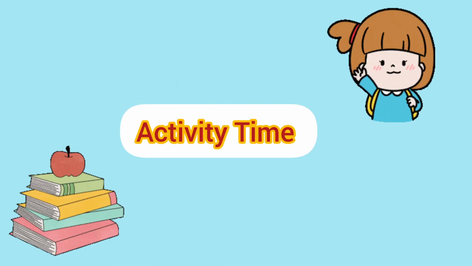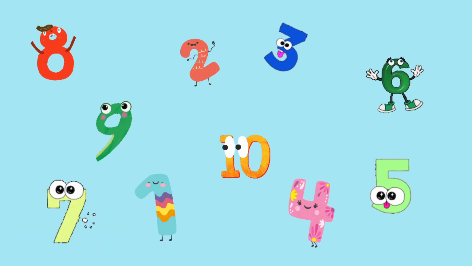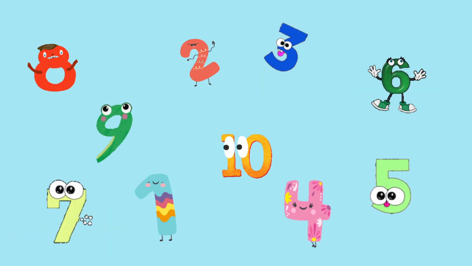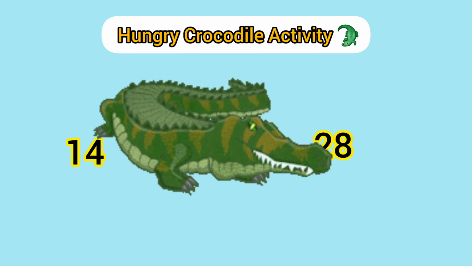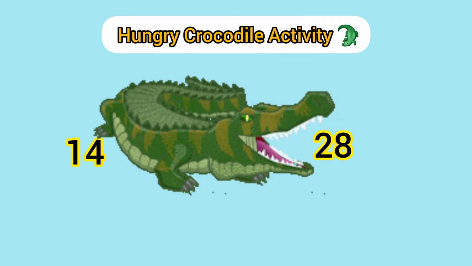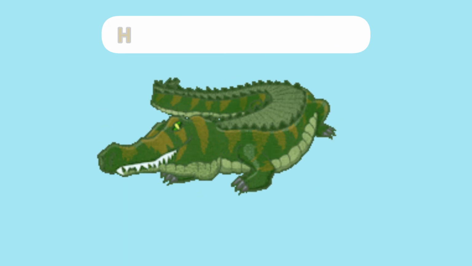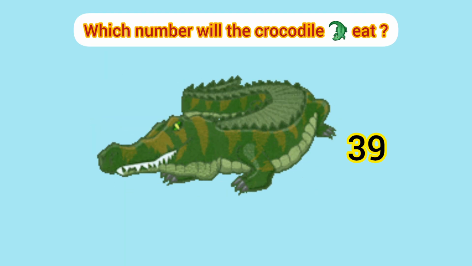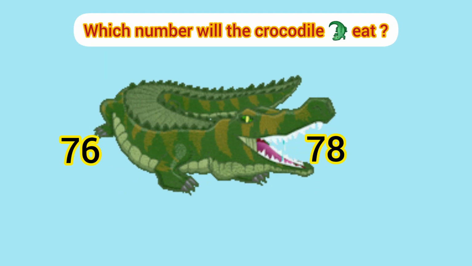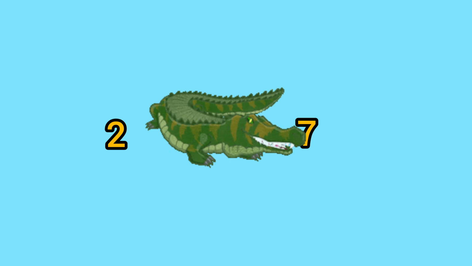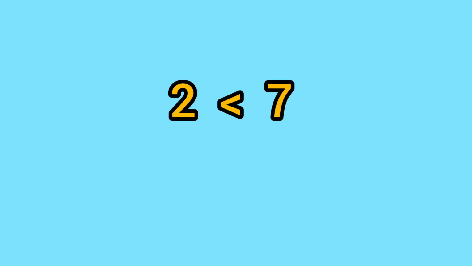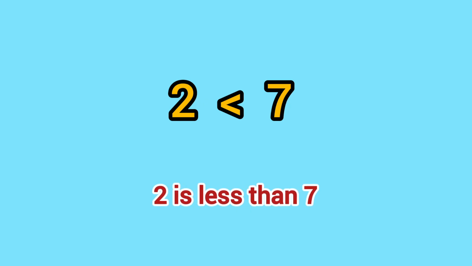Activity time. Now let's learn how to compare numbers. We will find out together with the help of a hungry crocodile who loves to eat the bigger number. Children, in this activity, observe the numbers carefully and see which number the crocodile will eat. 2, 7. Which number will the crocodile eat? The crocodile eats 7 because 2 is less than 7.